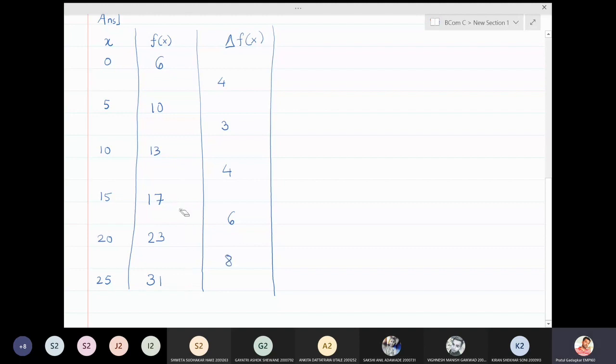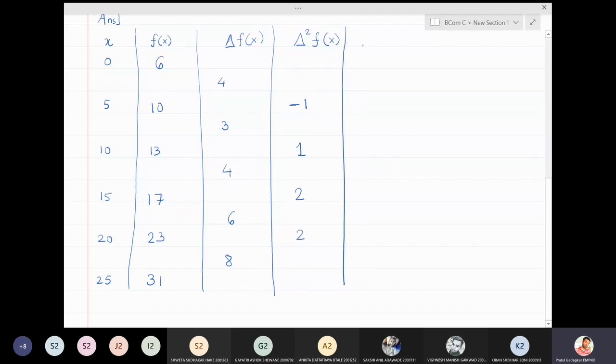Okay, now in the next column I will write the second order forward difference, which is delta square fx. This is denoted by delta square. What do you mean by this? Again the same thing, 3 minus 4, what is 3 minus 4? It is minus 1. Then 4 minus 3, which is 1. Then 6 minus 4 is 2, and 8 minus 6 is 2, right? So this is delta square fx.